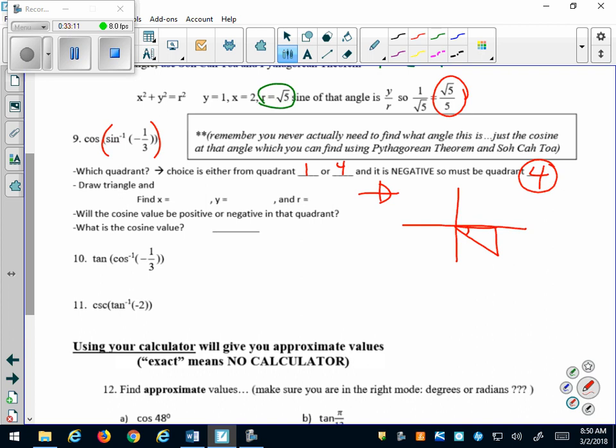Okay, so sine is opposite over hypotenuse. So the opposite is 1, hypotenuse is 3. 1/3, right? Remember, the negative is going to go with that opposite, because you went down 1.